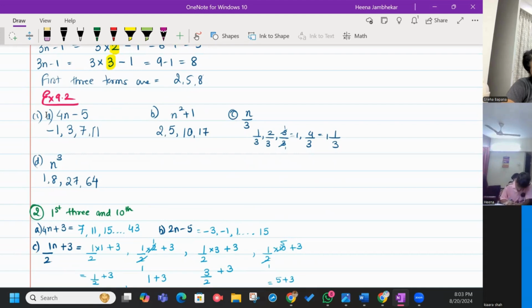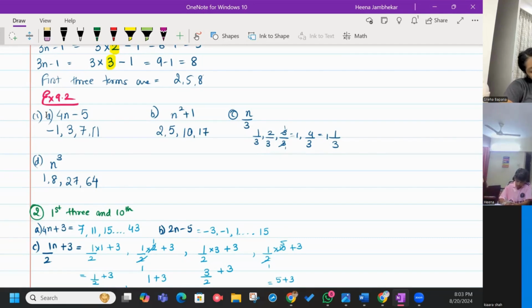Did you all write 4n minus 5? Okay, now what will you do in place of n? What is the first thing that you will assume? n is equal to 1. So 4 into 1 will give you 4, and 4 minus 5 will give you minus 1. That's how you got the answer as minus 1.